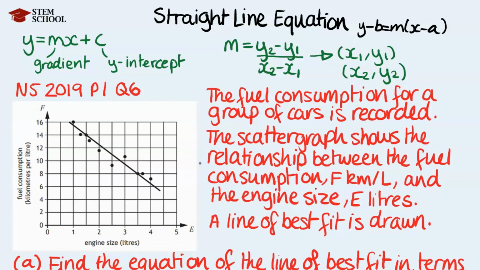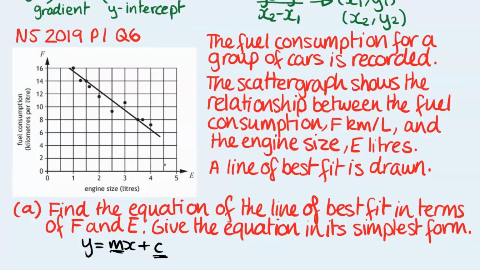Okay, so let's focus on the gradient. So in order to work out the gradient, we need to know 2 points on that line, okay? So let's look at the graph and identify 2 points on the line ourselves. What you want to look for is 2 nice points, okay? So I've identified this point here, okay? It's on the line itself, and it's at the corner of a box. So this point will be (3.5, 8), okay? Then let's find another point. I'm going to choose this one here. That's a nice point. So this will be (1.5, 14).